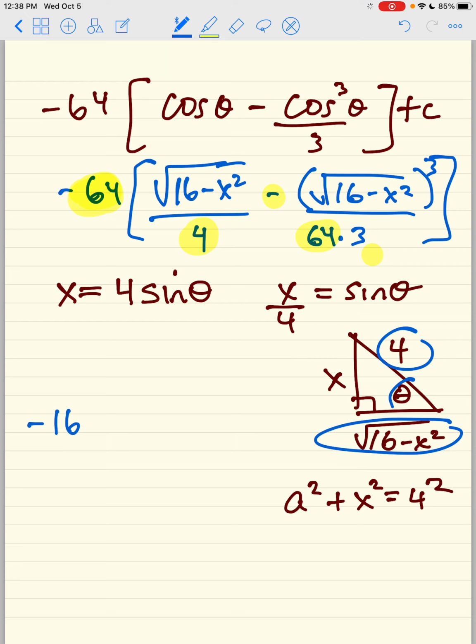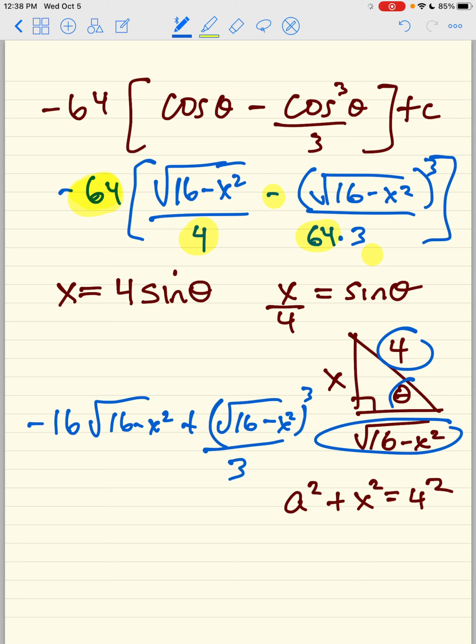So if you want to be amazing and simplify it more, it would be plus 16 minus x squared to the third over 3 plus c. So I hope that makes sense. Don't worry, this 64 comes from you're cubing cosine. Cosine is this person. So when you cube it, you cube the top, you cube the bottom. 4 cubed is 64. Okay, so that's how you do trig substitution.